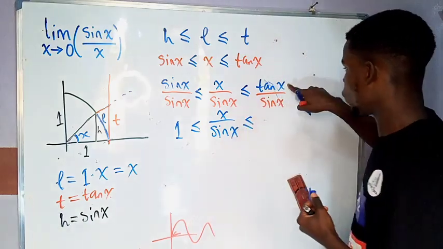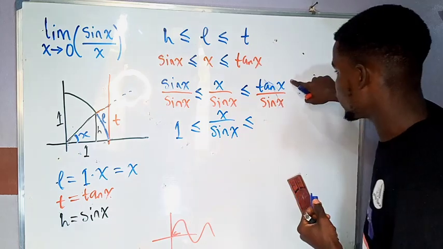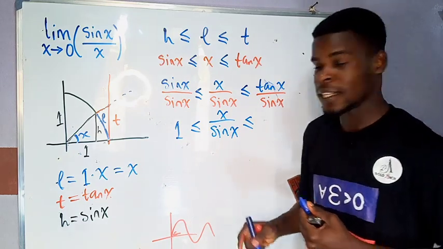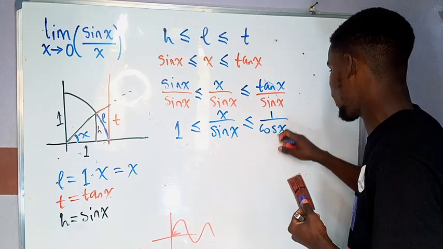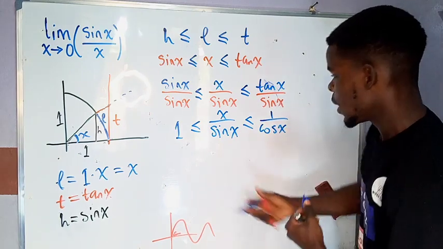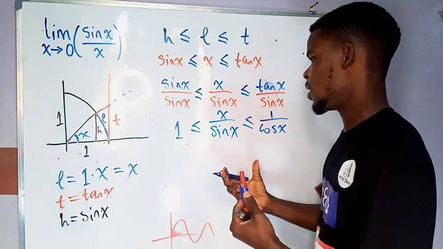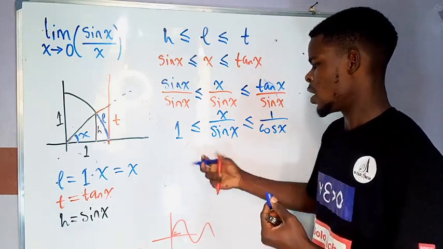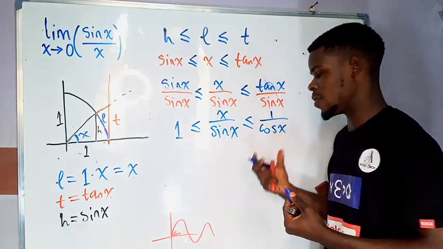Then this is less than or equal to, well, tangent of x is the same thing as sine over cosine. Then we divide it by sine in the bottom. So we are going to be left with 1 over cosine when we are done dividing. Now, again, we want to take the reciprocal, that is, invert each of these terms here.